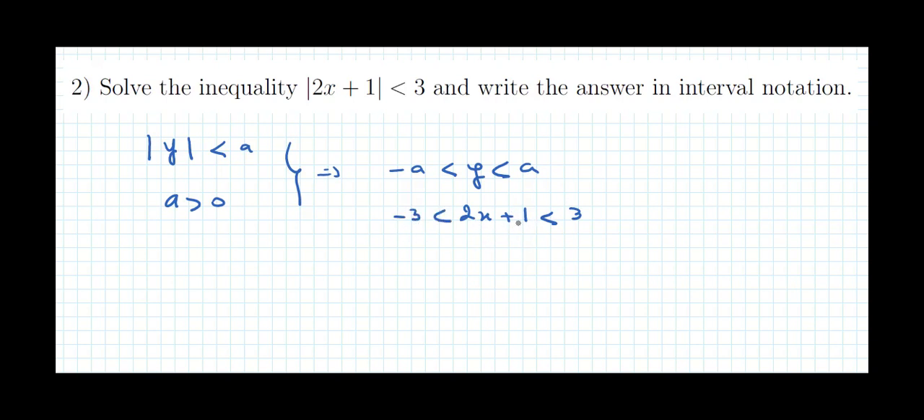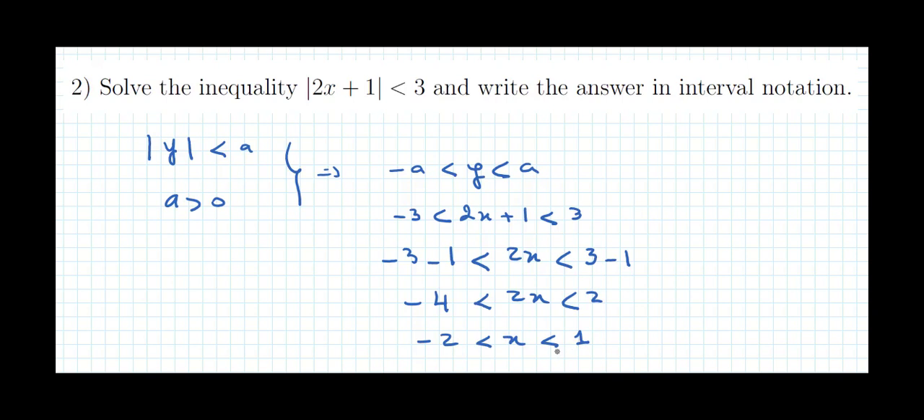Now we have to eliminate 1 from each side of this inequality. We get minus 3 minus 1 less than 2x less than 3 minus 1. This is equivalent to saying that minus 4 is less than 2x less than 2. In the final step, we divide this inequality by 2, so we get minus 4 divided by 2, which is minus 2, less than x less than 2 divided by 2, which is 1. So the solution set here is the open interval minus 2, 1.